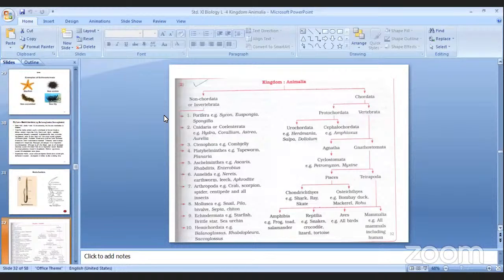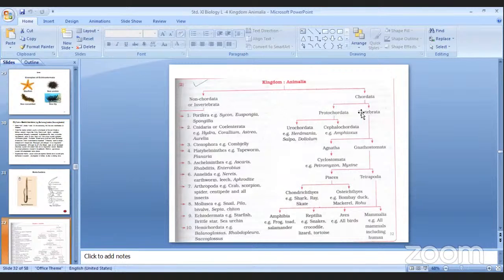Good afternoon, students. Today we'll continue with lesson number 4, that is Kingdom Animalia. Last class, if you remember, we completed the non-chordates or invertebrata, Porifera, Cnidaria, all these up to Hemichordata. We had completed that portion. Now today we will continue from Chordata.